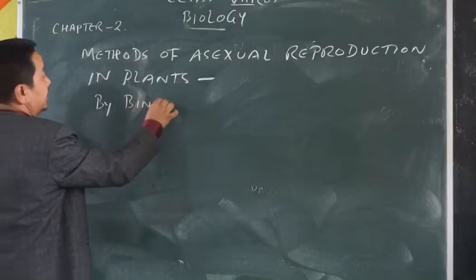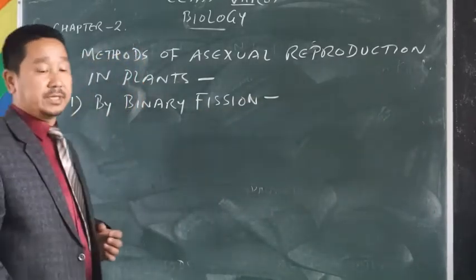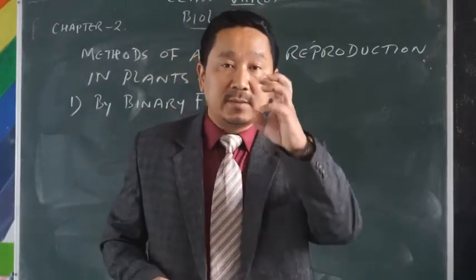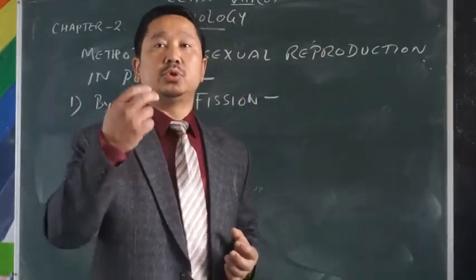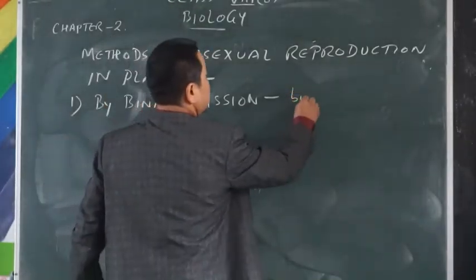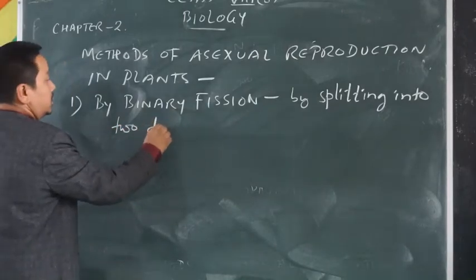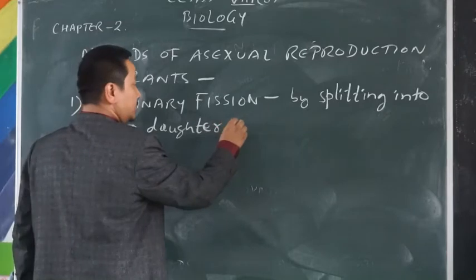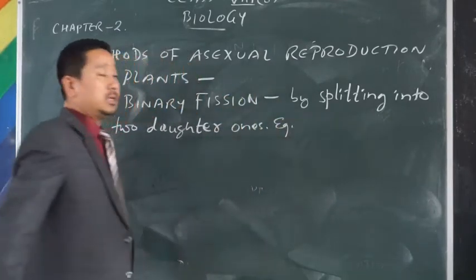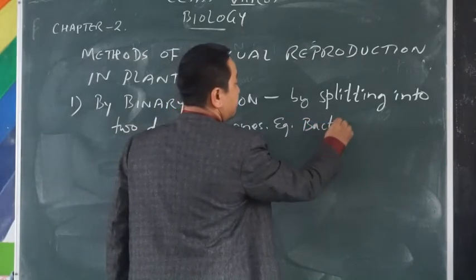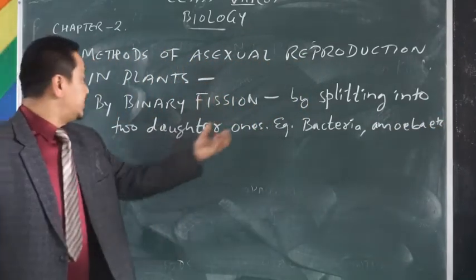First we have binary fission, in which a single parent or single organism splits into two individual ones, that is by splitting into two daughter organisms. Examples are bacteria, amoeba, etc.